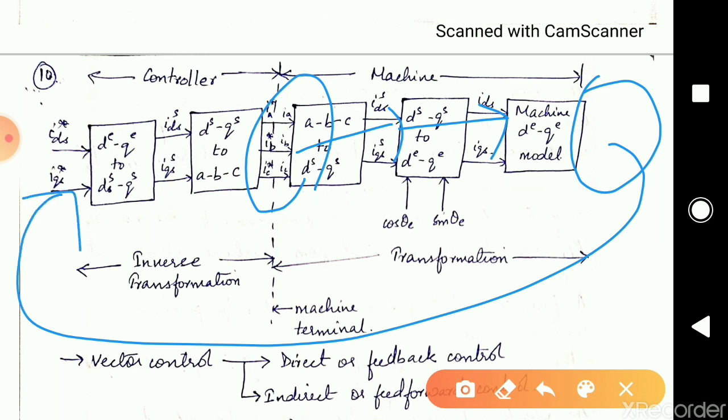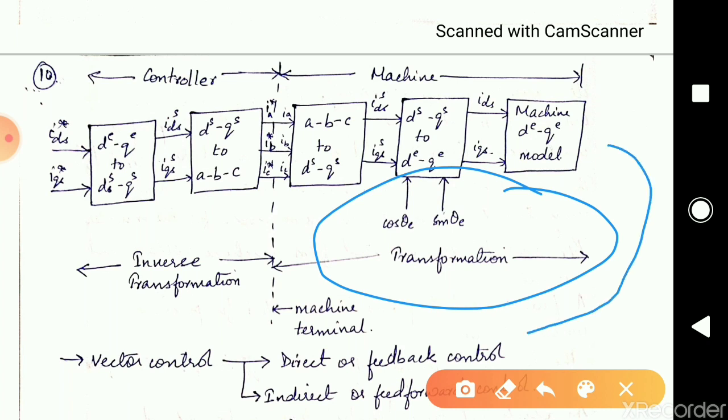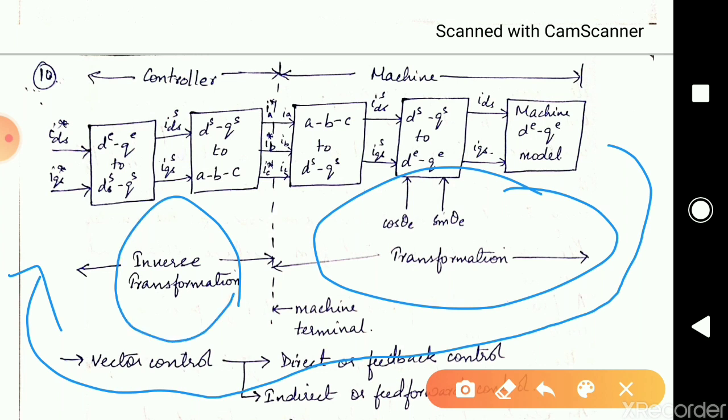The controller does some comparisons, and then the two-phase synchronously rotating reference frame is converted to two-phase stationary. Two-phase stationary is converted to the three-phase stationary variables, and finally it is given to the machine. I hope it is clear. You are carrying out the transformation within the machine. That is, the machine is operating and we are doing some mathematical calculations, and we are assuming that a transformation is taking place and we got the two-phase synchronously rotating frame. Then the controller gets these parameters. Inverse transformation takes place, and it is converted to the three-phase stationary variables.